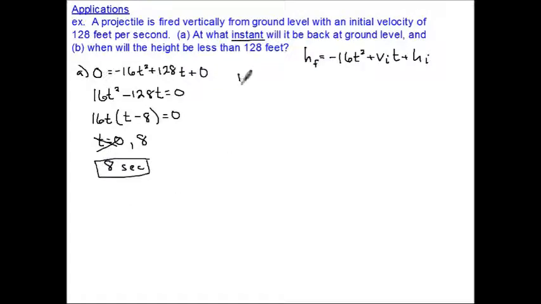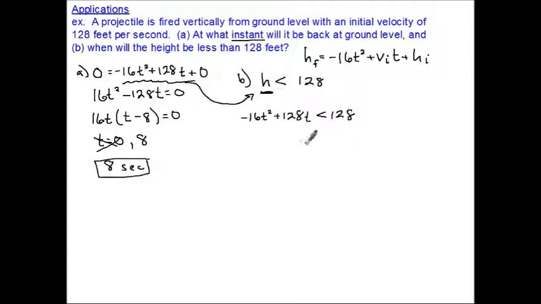For part B of this, I went with the height to be less than 128. So height less than 128. Now what we need to recognize is the height is represented by this formula, or better yet, this expression over here. So that's what I'm going to plug in for the h. So negative 16t squared plus 128t, etc., is going to be less than 128.